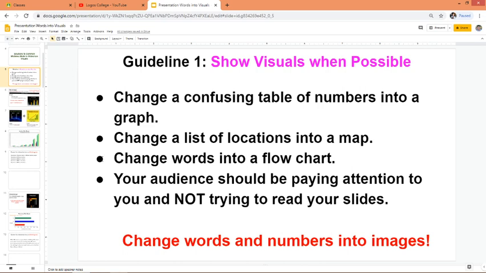Next guideline, you want to change words into a flow chart. This is useful when you're doing step-by-step instructions of how to do something. A flow chart is perfect for this.